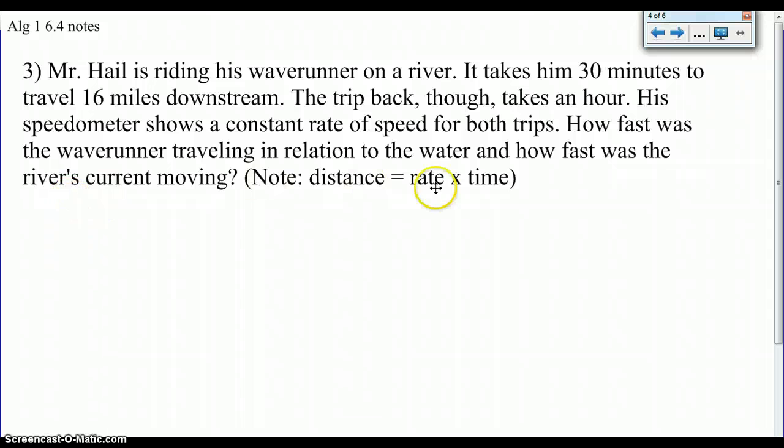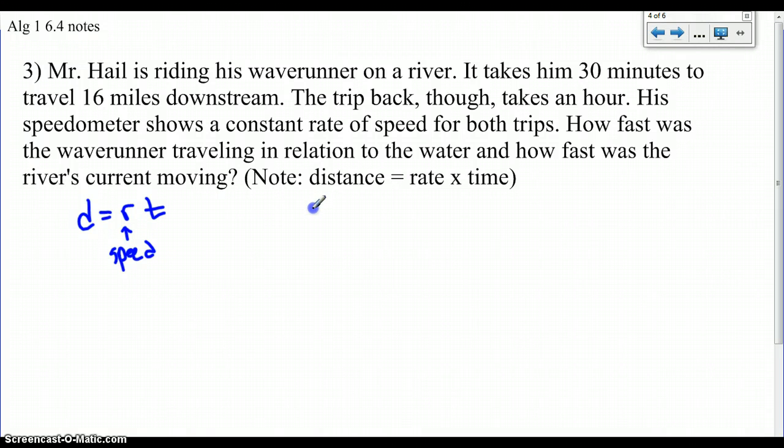And there's a notice there. It says distance equals rate times time. We're going to use this equation quite a lot through this section. Distance equals rate times time. By the way, another name for rate is speed. You're probably used to hearing it that way more than rate. All right, so let's set that up using distance equals rate times time.